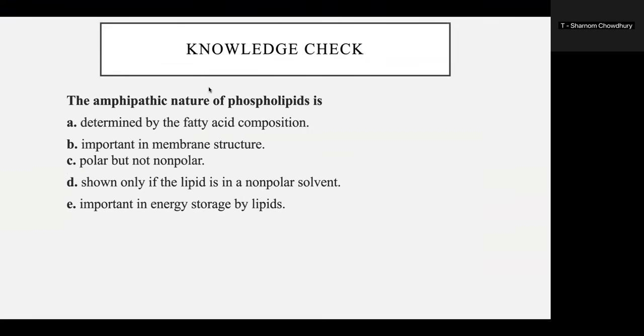All right. So the correct answer is B. It is important in membrane structure. As I mentioned before, why is it important in membrane structure? You have a polar region, which is the hydrophilic head, that interacts with the extracellular and intracellular environment, and you have the hydrophobic region, the nonpolar region, which makes up the tail and controls what ions and molecules are going through.